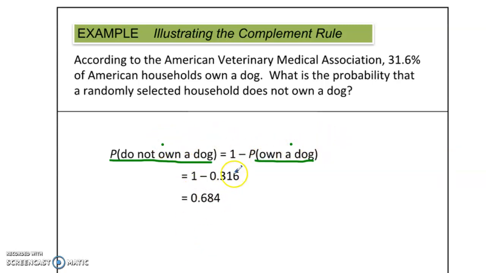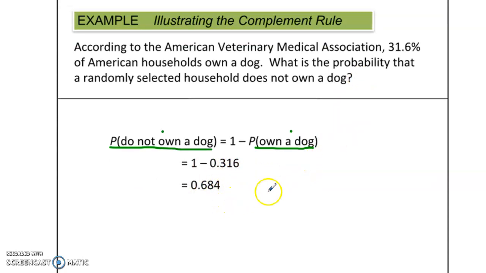So 1 minus 0.316 is 0.684. So the probability is 0.684. You could also say that the percentage is 68.4%.